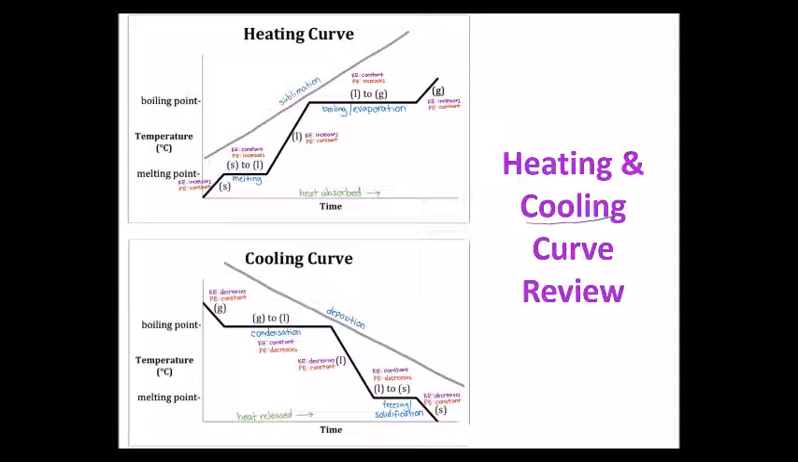Correct. But basically, sublimation skips the whole liquid phase. So if I was looking at a heating curve with just sublimation on it, it would be like this. It would just have the one plateau, and this would be the solid, this would be the gas, and this would be the phase change. So there wouldn't be an intermittent liquid phase in there.